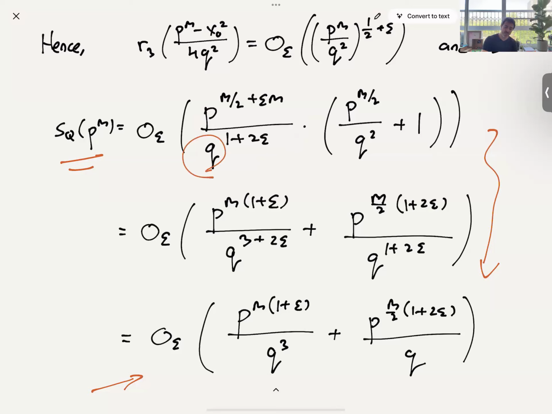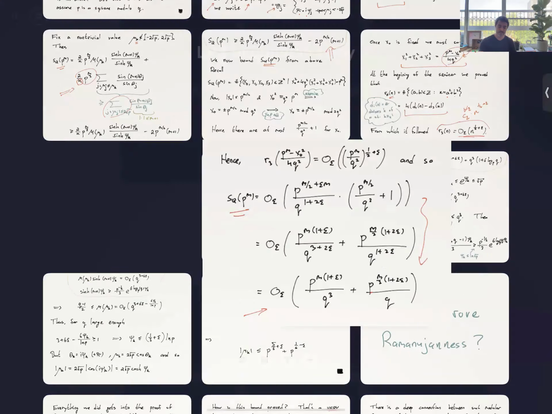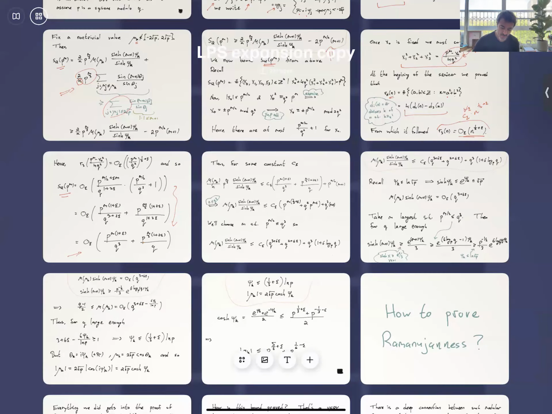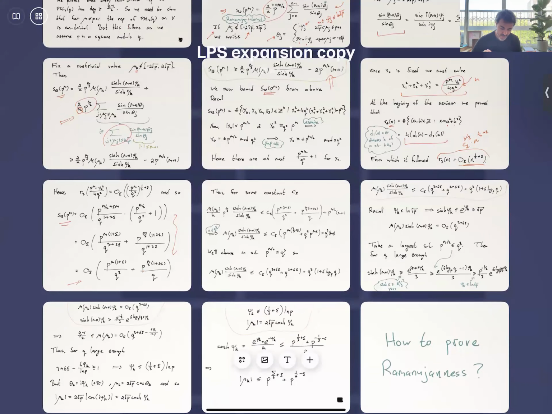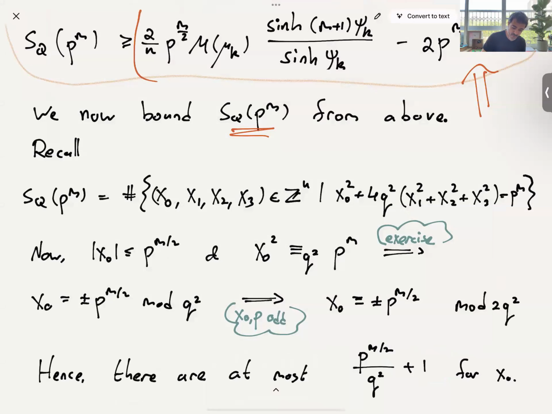The q cubed comes from this q and this q squared. It's a real thing. You have a q cubed there. And the second term is like p to the m over 2 over q. These are currently incomparable. Good, so we bounded from above SQ of P of M. So if you go back, before we bounded from below SQ of P of M by this expression, and now we just bounded it by this other expression that uses this R3 bound.